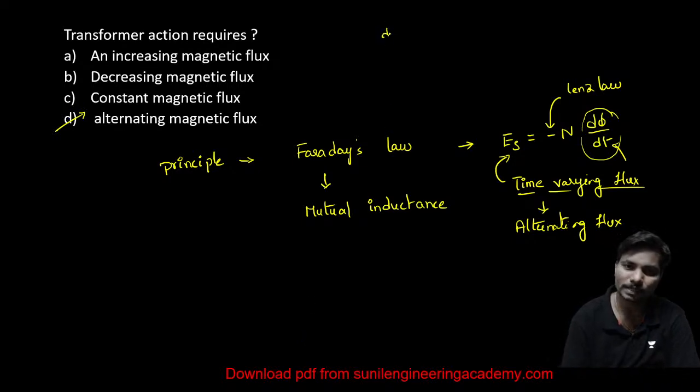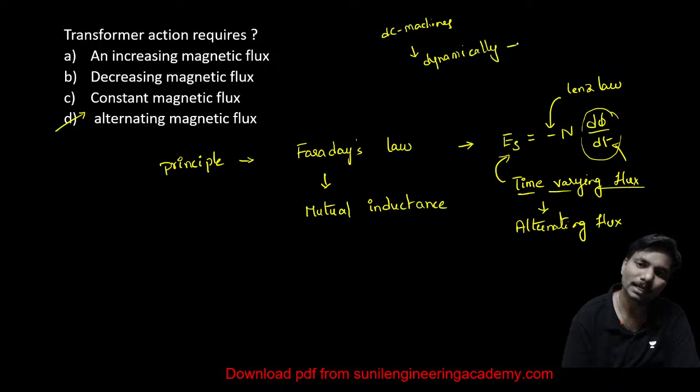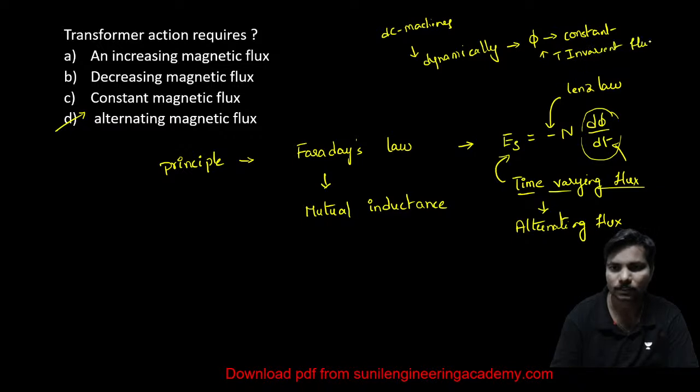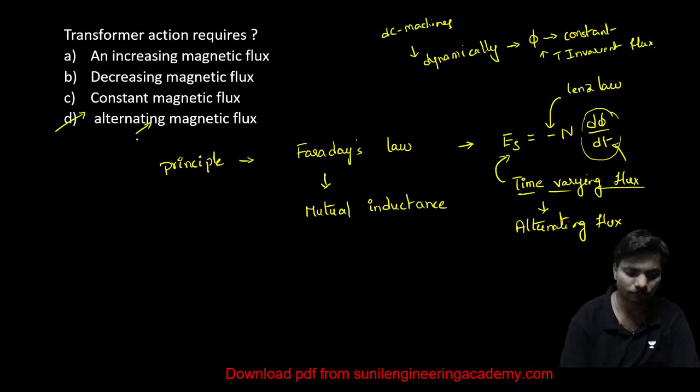In case of DC machines, guys, there is a dynamically induced EMF. In case of dynamically induced EMF, we require constant flux, time invariant flux. In case of a transformer, we require time varying flux or alternating flux. Coming to the next question.